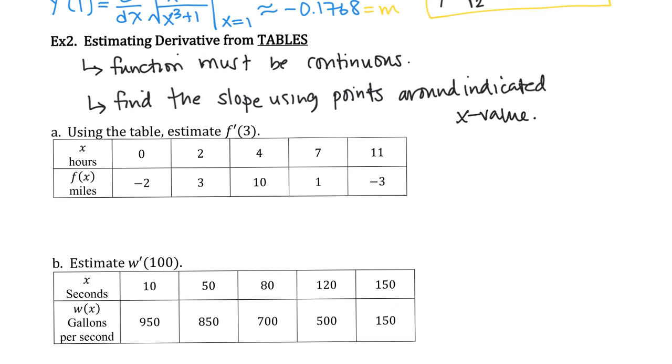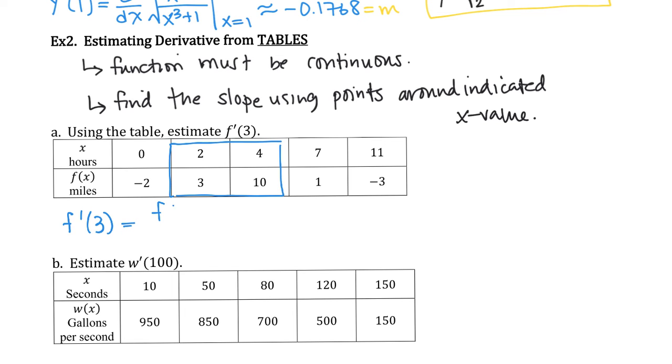Okay, so let's go ahead and look at an example. Okay, so for this one it says using the table estimate f prime of 3, and then this is a table showing some values of f of x, and we're going to assume that it is continuous for the sake of our example. Okay, I want to find f prime of 3. Okay, so 3 is right around here. It's between 2 and 4. x is 2 and x is 4 are pretty evenly spaced around 3. So I'm going to find the slope of those 2 points and use that as a very rough approximation of the derivative of f at 3.